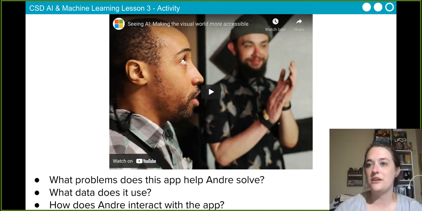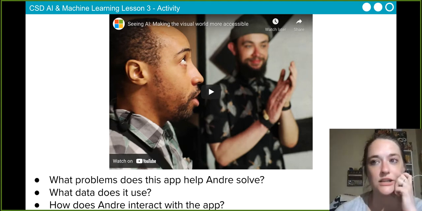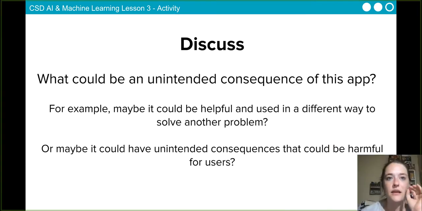I also want you to think about this though. And I want you to answer this on the discussion board. What could be an unintended consequence of this app? For example, maybe it could be helpful and used in a different way to solve another problem, or maybe it could have unintended consequences that could be harmful for users.